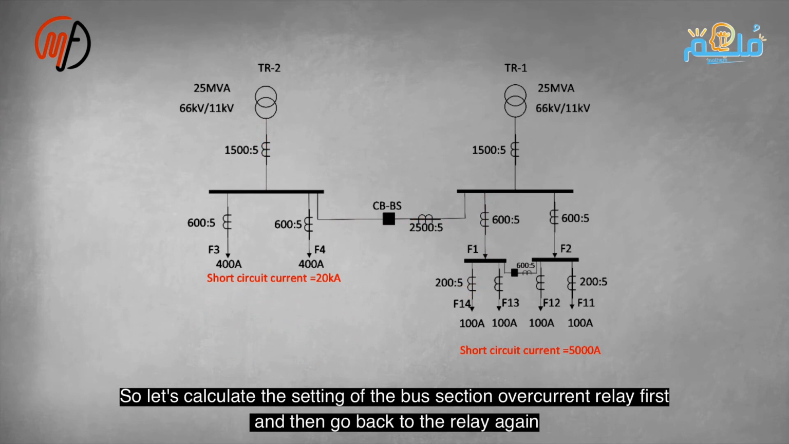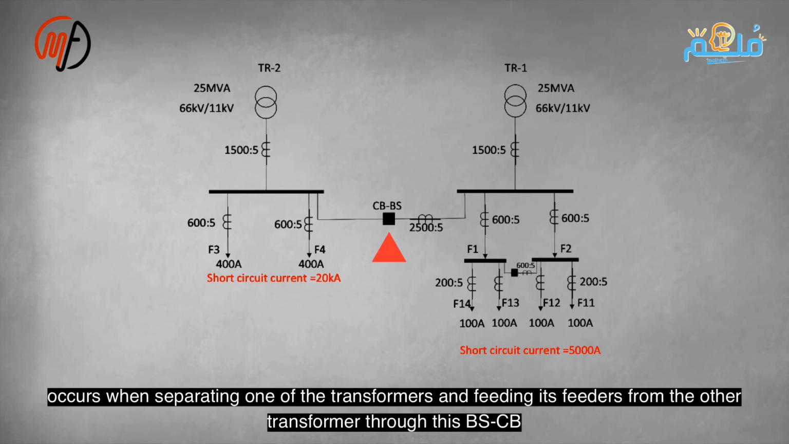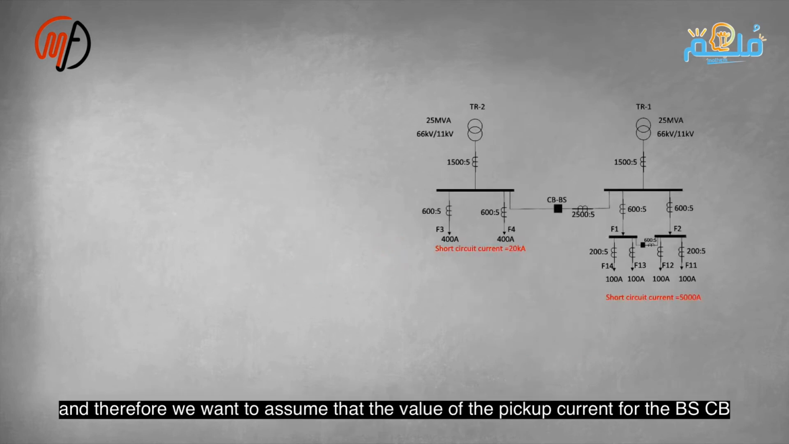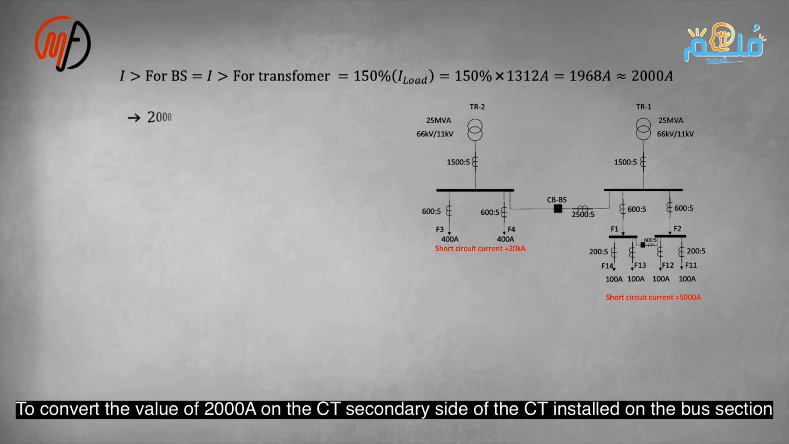We want to assume that the maximum current that will pass through this bus section circuit breaker occurs when one of the transformers is disconnected and the feeders are being supplied from the other transformer through this bus section circuit breaker. We assume the bus section circuit breaker's pickup current is 2000 amps, like the transformer. Converting 2000 amps to the relay's secondary side with a 2500/5 ratio gives 4 amps. Using 2000 x 5 / 2500.